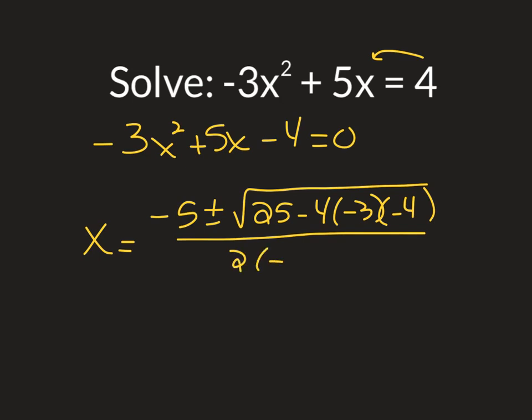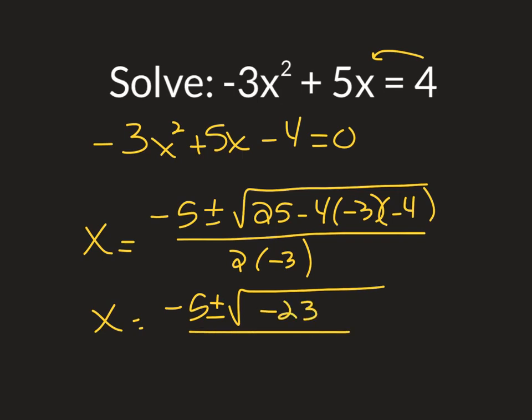All over 2a. Now your job again: work out what's inside the radical. Inside the radical, 25 minus 48. That's going to be negative 23 in there, over negative 6.